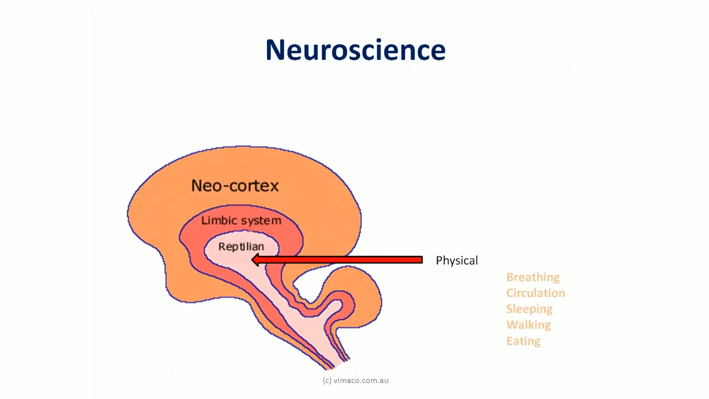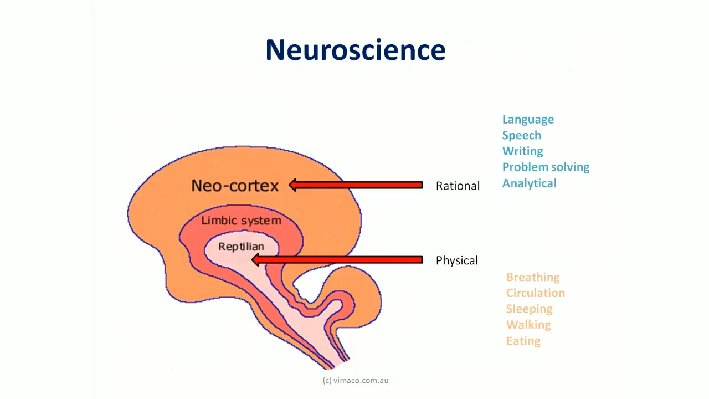These are things that we don't really pay attention to. We don't constantly think that we have to take a breath. That happens automatically. And that's your reptilian brain, it looks after all those physical things that we don't have to worry about. Now, the newest part of the brain is called the neocortex.